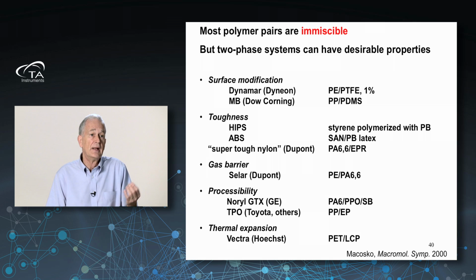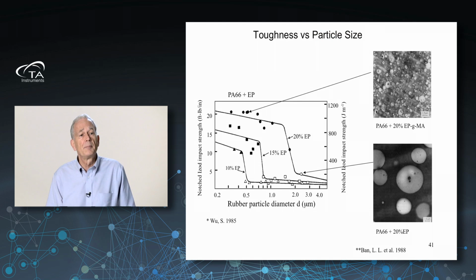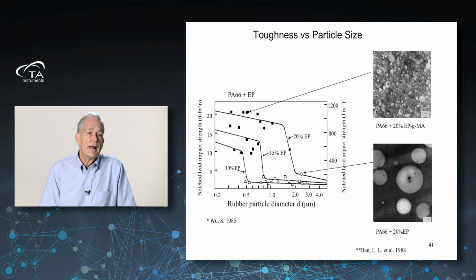So that's one example. Another big area is for toughness. Super tough nylon is an example from DuPont. Let's look at a couple of morphology images here. Here is the super tough nylon. We can see that rubber particle diameter makes a big difference in toughness. So we've plotted here impact strength versus particle diameter.